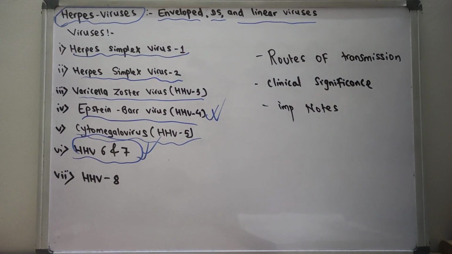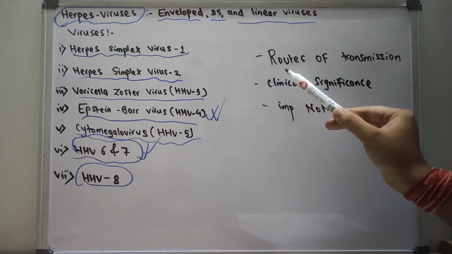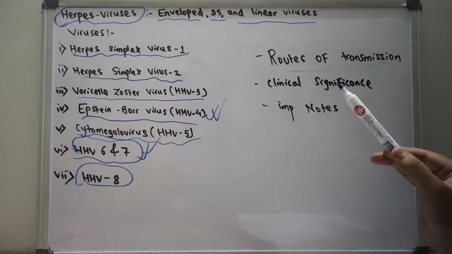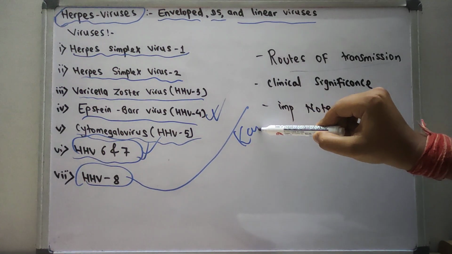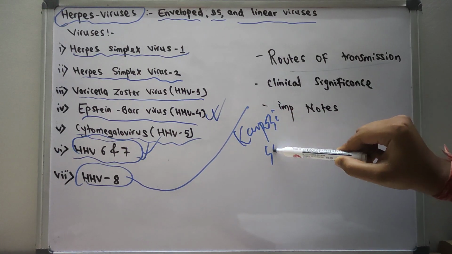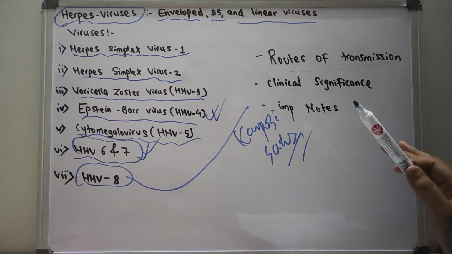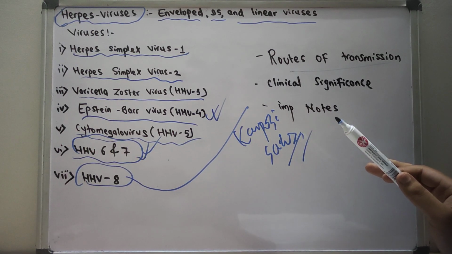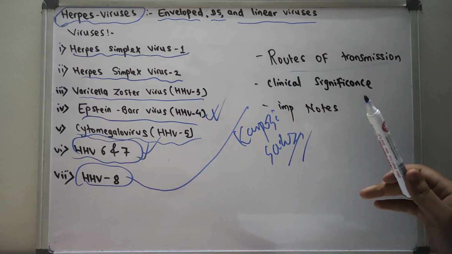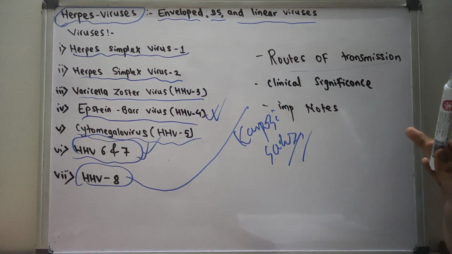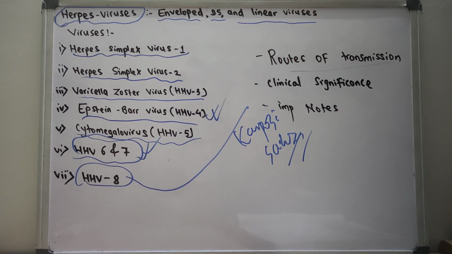Now let us talk about the human herpes virus 8. The human herpes virus 8 is transmitted through sexual contact, and there is an association of the human herpes virus 8 with Kaposi sarcoma. The Kaposi sarcoma is seen in HIV/AIDS and transplant patients. Dark violaceous specks or nodules are seen, representing vascular proliferation. The human herpes virus 8 can also affect the GI tract and lungs.